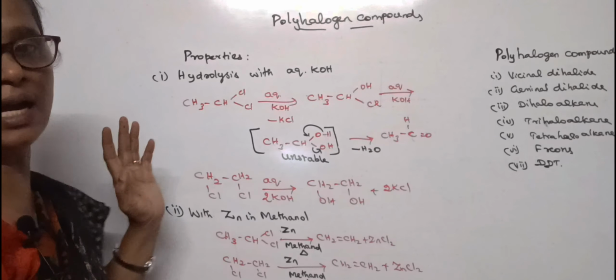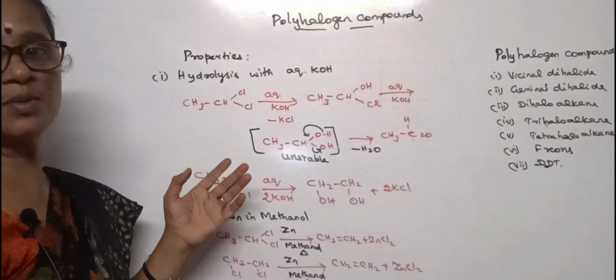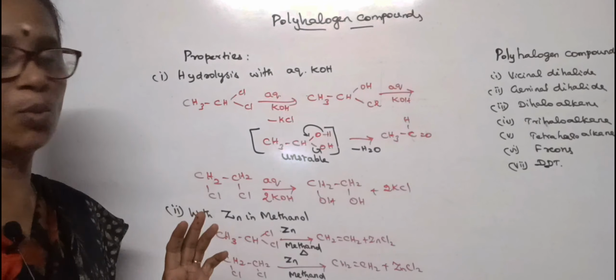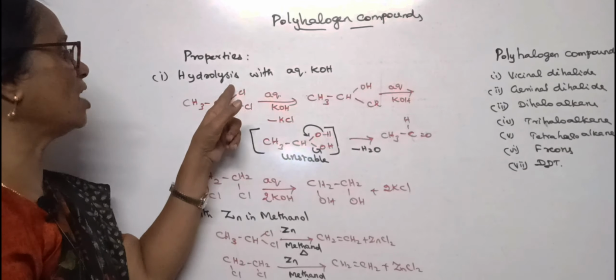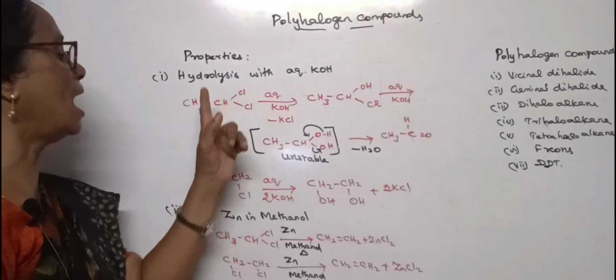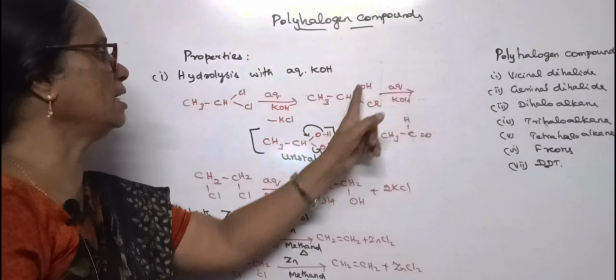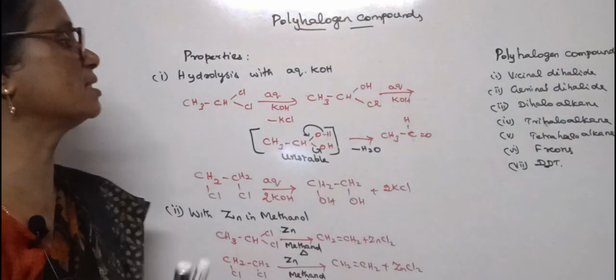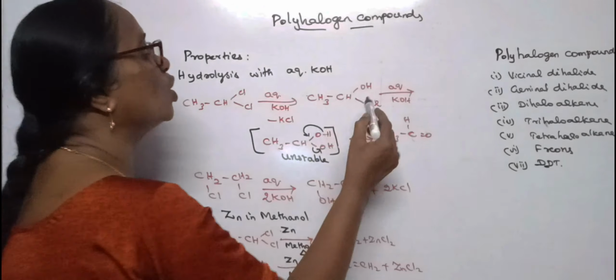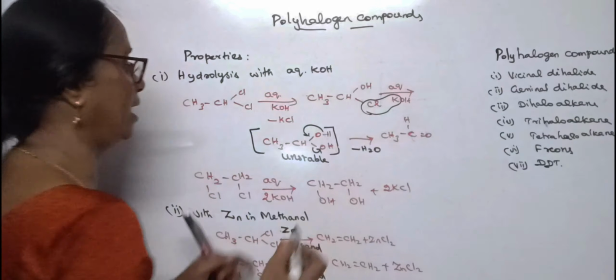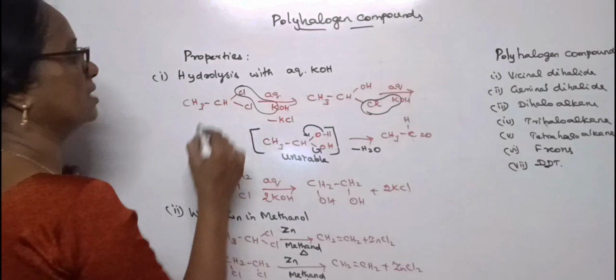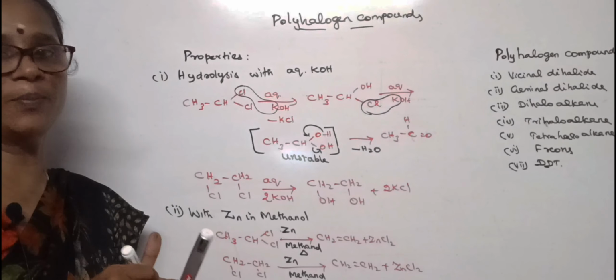Vicinal and geminal dihalides also undergo nucleophilic substitution reaction in which 2 molecules of KOH are required. In the first case, one of the Cl is removed as KCl and we are getting CH3CHOHCl. When you take another molecule of KOH, the next KCl is also removed. So we are getting CH3CH(OH)OH, and here one of the KCl is removed.